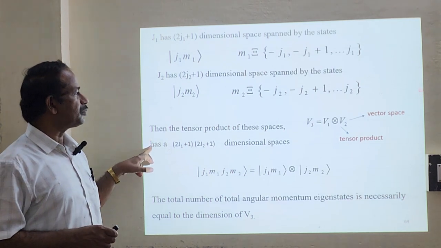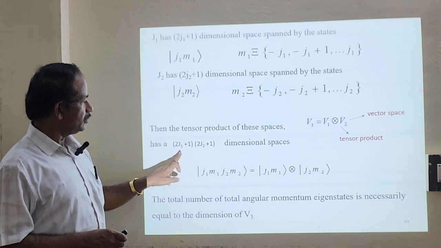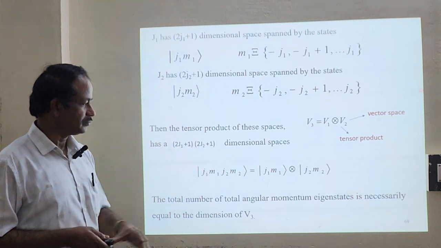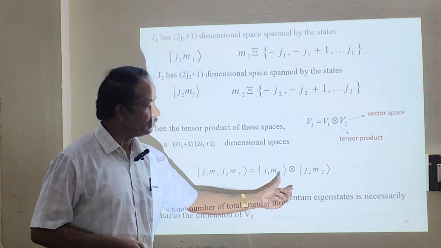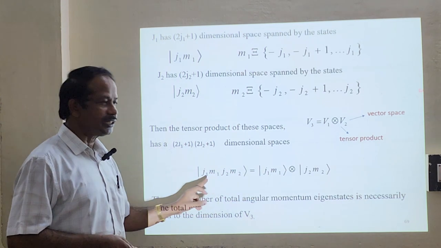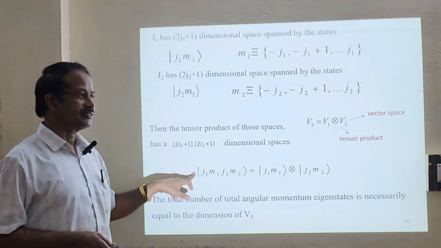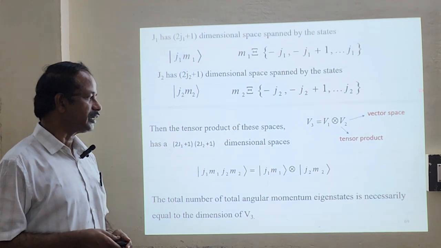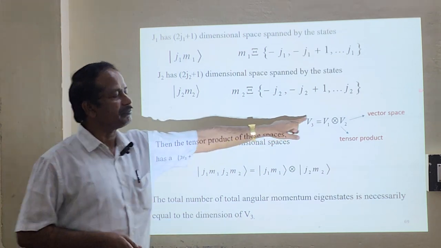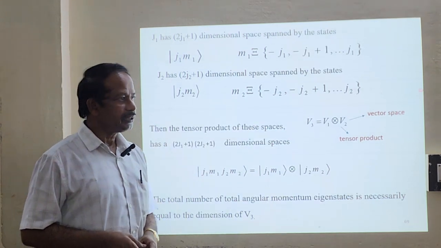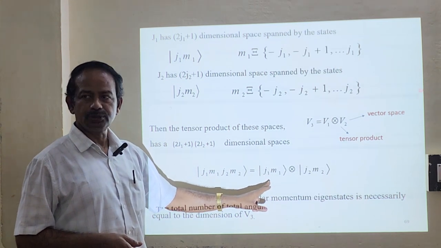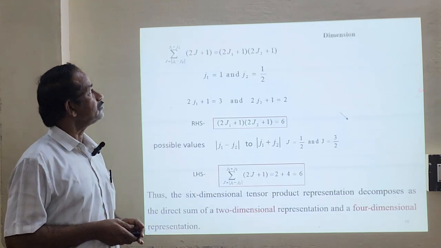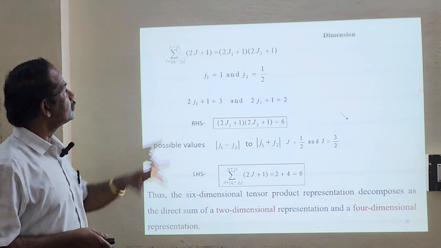So the tensor product of these two spaces will be 2J1 plus 1 times 2J2 plus 1, so this is your dimension. Of course this is the individual one. You are going to have the tensor product, and the answer will be the coupled basis. The total number of total angular momentum eigenstates is necessarily equal to the dimension of V3. Suppose you have dimension 2 and dimension 3, the answer will be 6. Something like that. We are going to find out now.